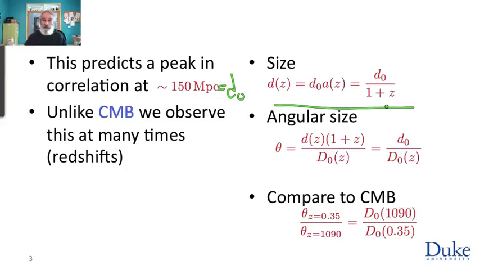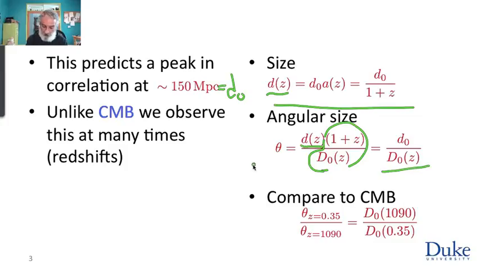And so this gives us basically a standard ruler at any value of z. In particular, the angular size that we expect for the two-point correlation function between galaxies at a given z is given by taking this distance, dividing by the angular distance to redshift z, and if we remember that d of z is d0 over 1 plus z, the angular distance is the coordinate distance divided by 1 plus z, we get this calculation. This is amazing.